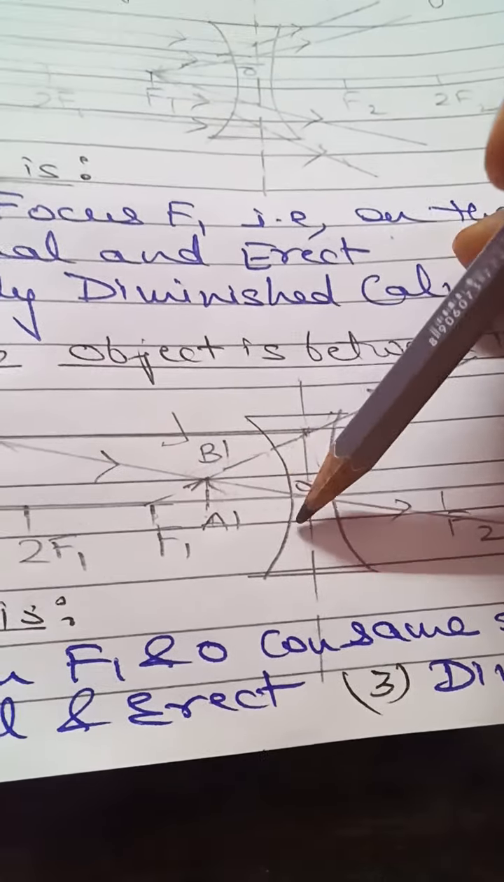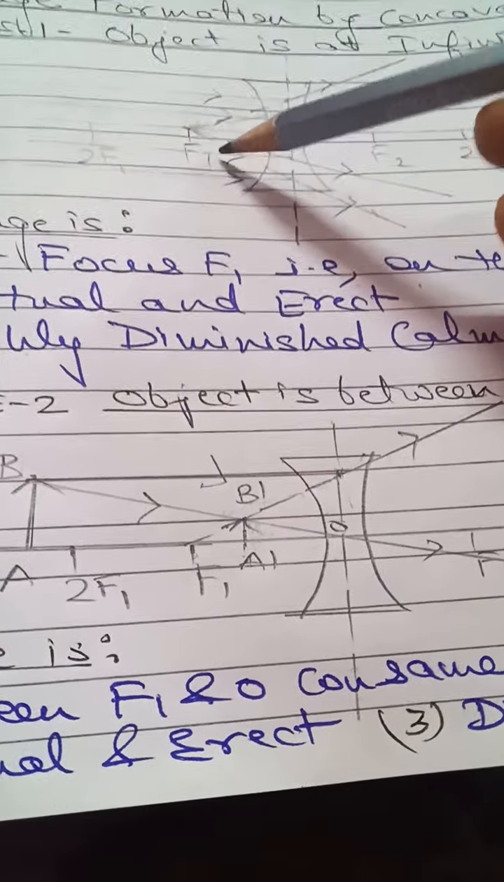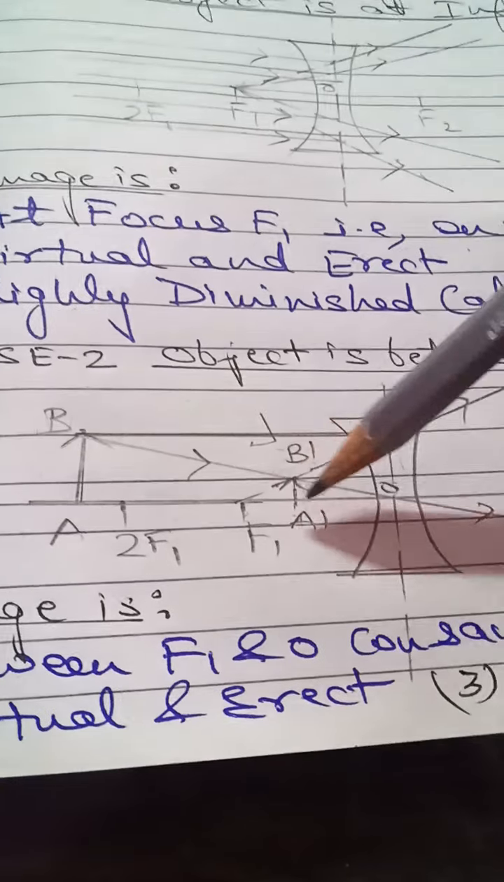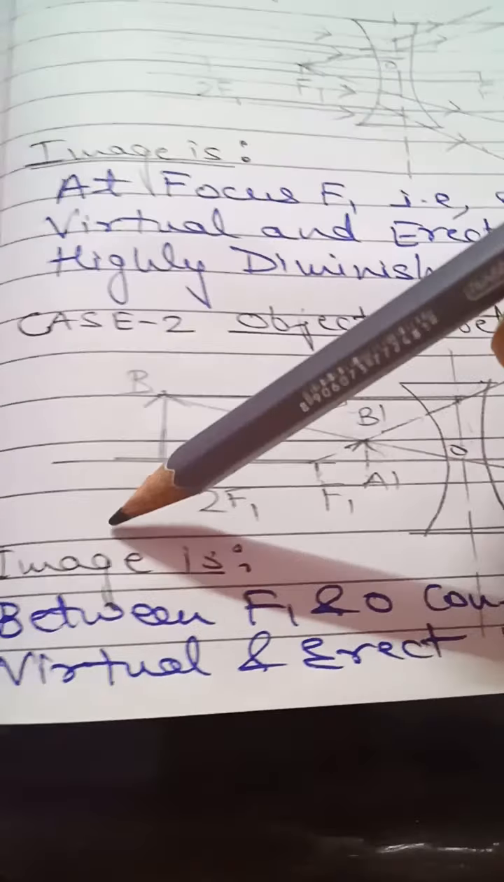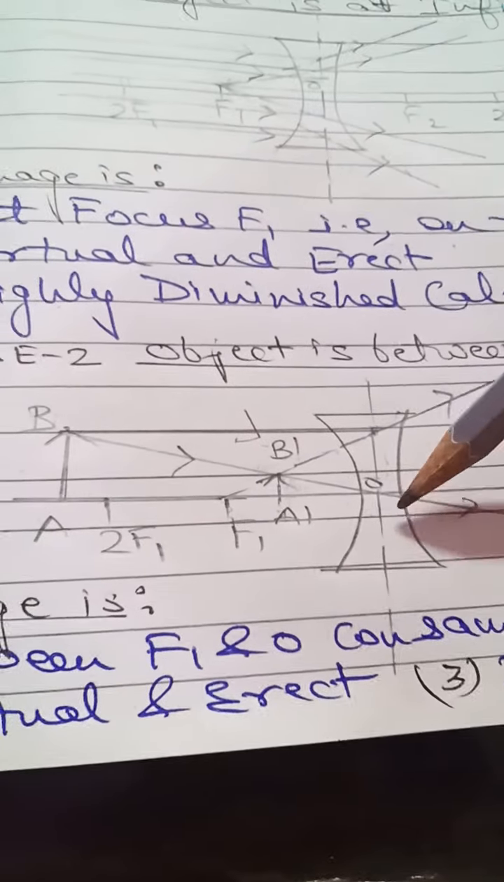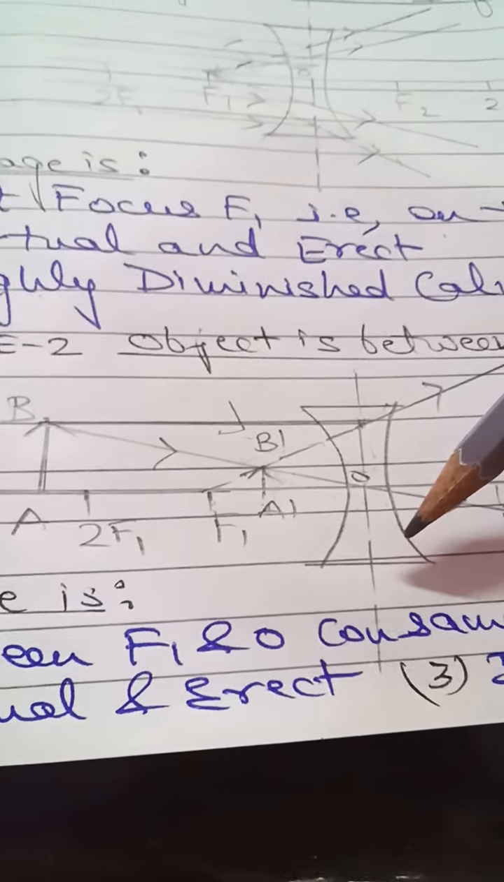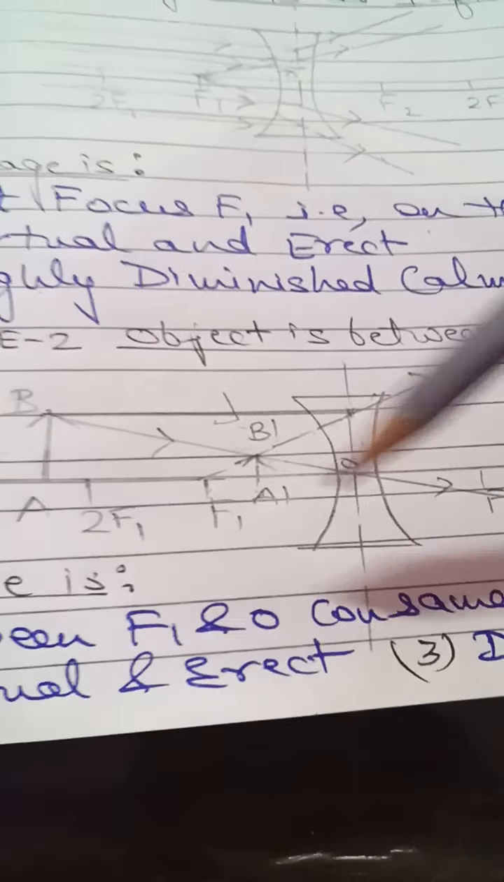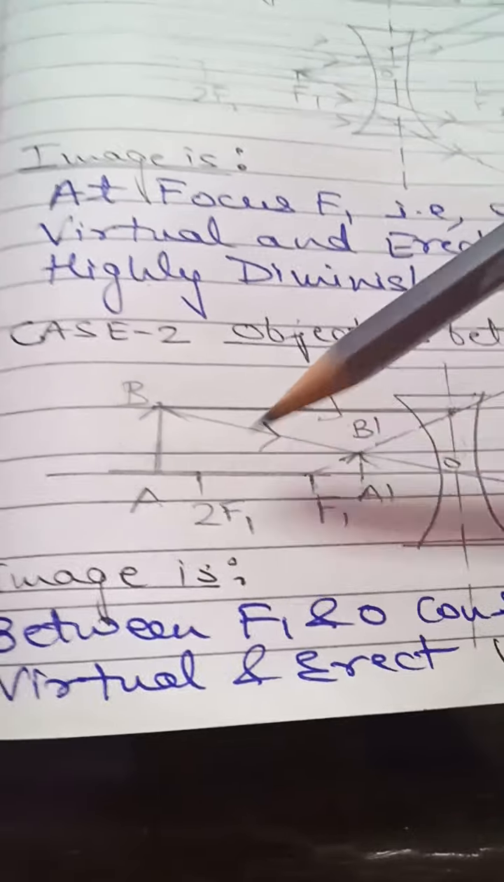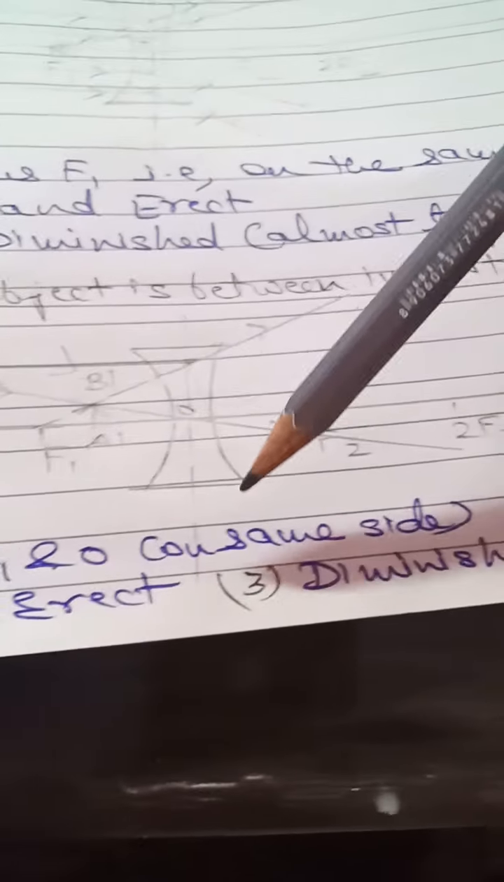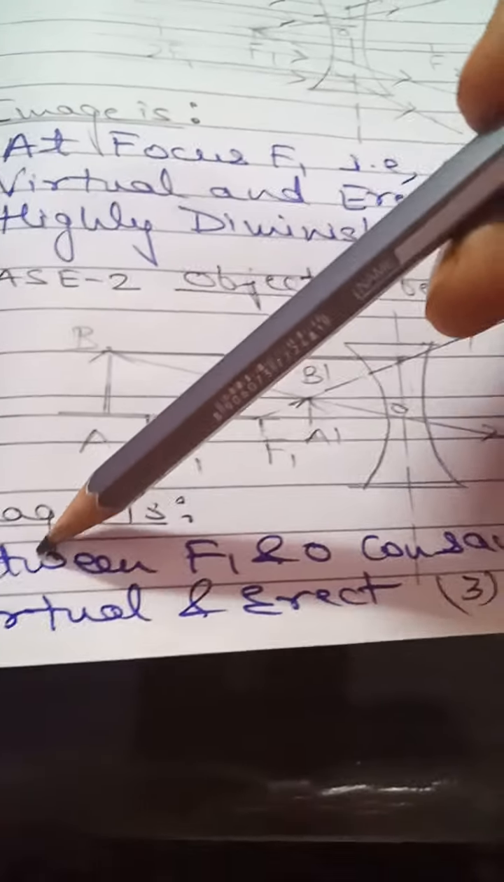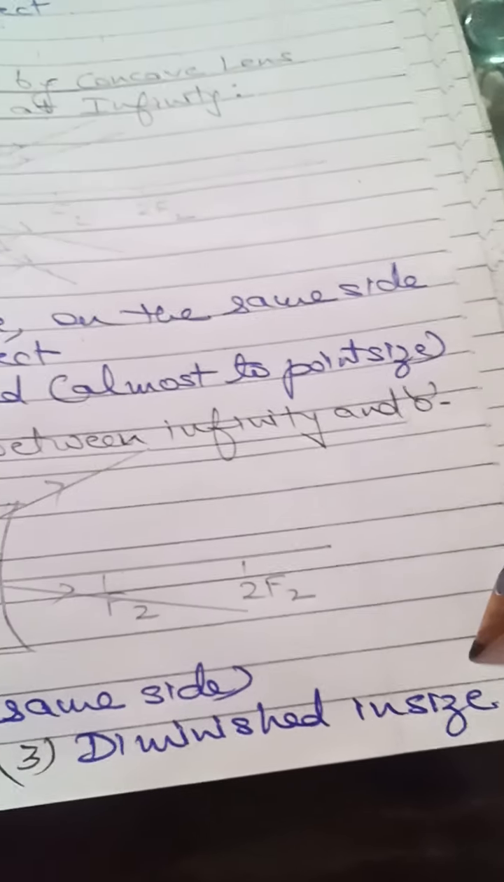size. So a concave lens always forms a diminished image, whether the object is at infinity or anywhere between infinity and optical center. So that's why concave lens is used for making spectacles. It is also used in telescopes. And the characteristics of the image formed in this case is that the image is between f1 and O, that is on the same side, and the image is virtual and erect, and it is diminished in size.